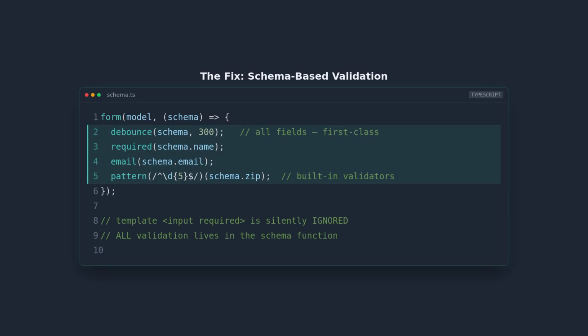All validation lives in the schema function. Required, email, pattern, built in. Debouncing is first class. One debounce call wraps every field automatically. No more RxJS debounceTime pipe per field.